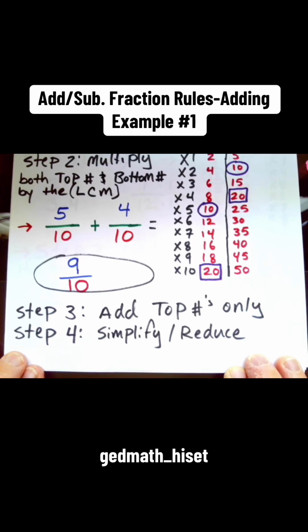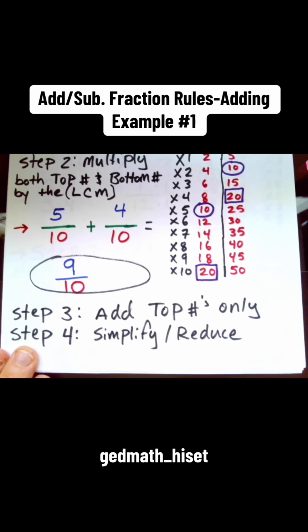Steps 3 and 4, add and reduce. Is there a number I can divide into 9 that I could also divide into 10 evenly without a remainder other than 1? No. I know my fraction is reduced. 9/10 is my final answer.